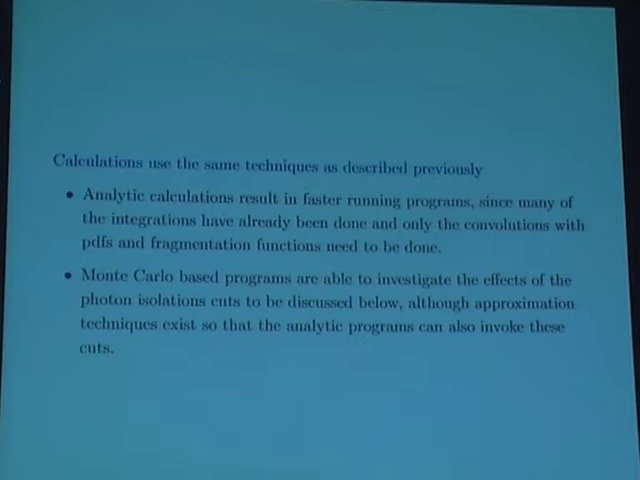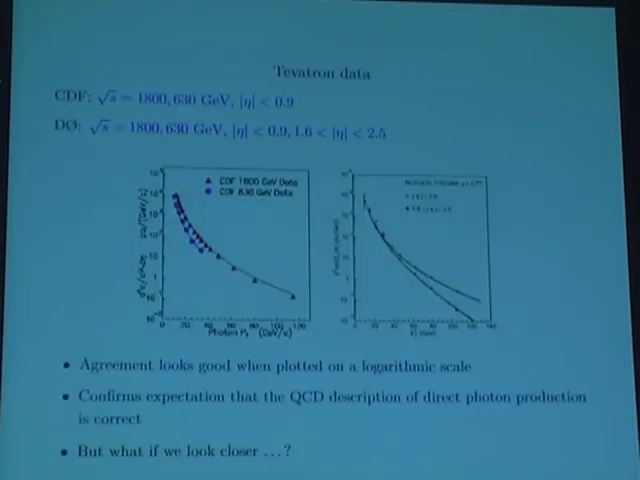Okay, so there are a variety of programs that are out on the market. Some use analytic calculations, some are Monte Carlo based. It just depends on the observable you want to look at. We'll start here by looking at some Tevatron data. We've got data from both CDF and D0. These are Run 1 data taken at 1800 and 630.